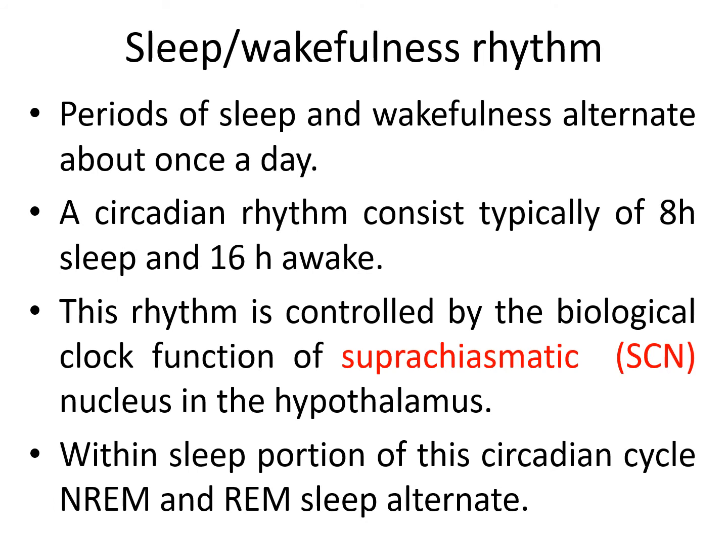Periods of sleep and wakefulness alternate about once a day. It is a circadian rhythm, consisting typically of 8 hours of sleep and 16 hours awake, and this rhythm is controlled by the biological clock function of the suprachiasmatic nucleus within the hypothalamus. It is not under our control, and the circadian rhythm, or biological clock, controls all our activities. Within the sleep portion of this circadian cycle, NREM and REM sleep also alternate. We are speaking about a normal condition.